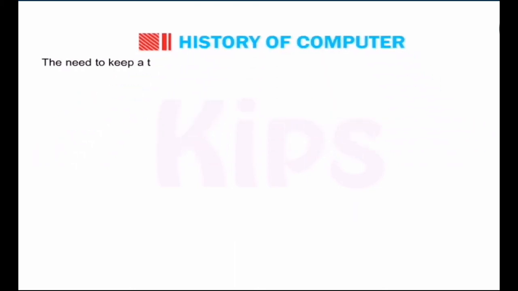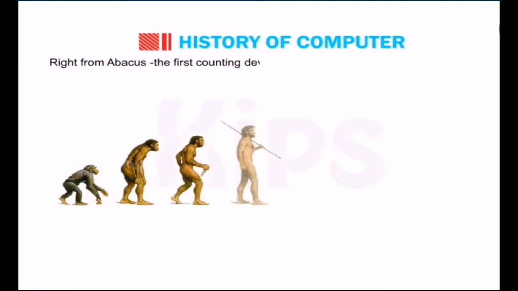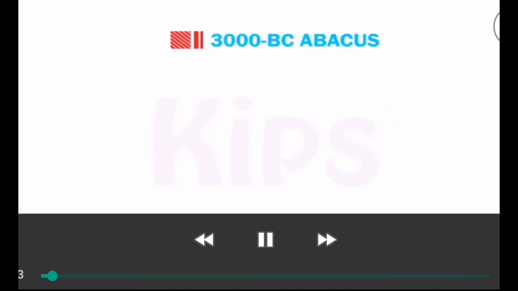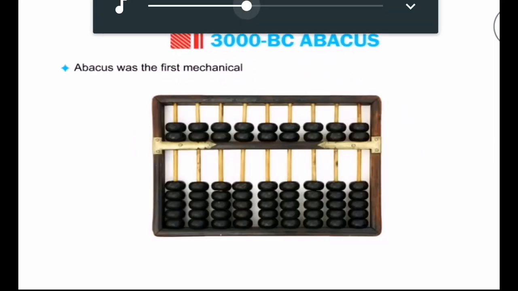The need to keep track of numbers led to the invention of different counting devices. Right from the Abacus, the first counting device, many devices were invented and led to the development of computers. Let's start with the first calculating device. 3000 BC, Abacus. The Abacus was the first mechanical device for calculation, developed by China.